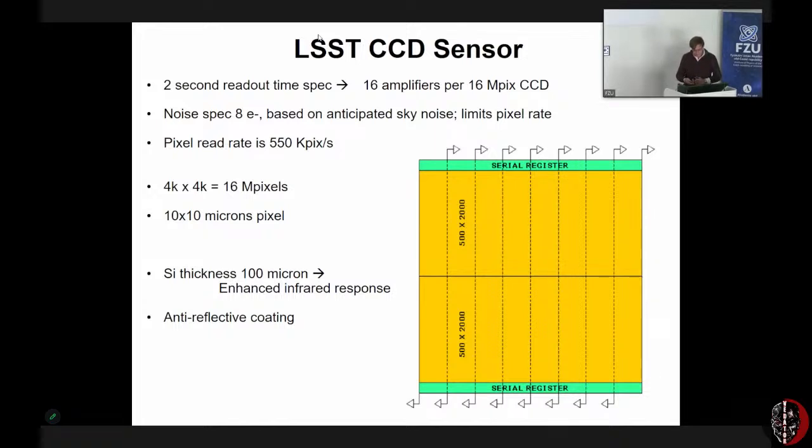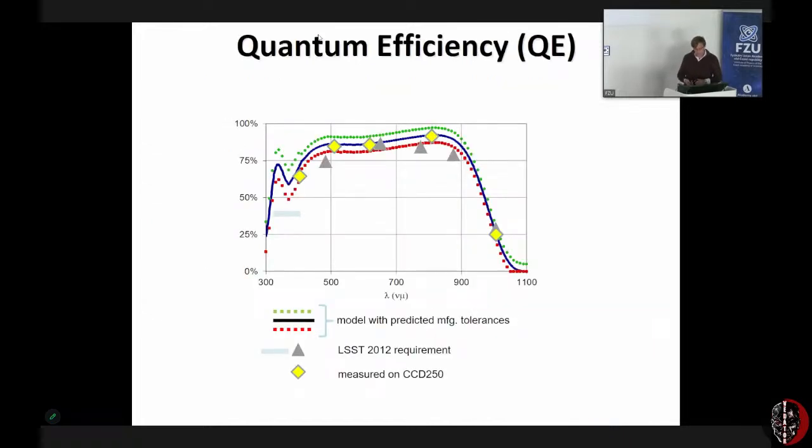It also has an anti-reflective coating because otherwise silicon reflects about 35%. So that's the quantum efficiency of the CCD. It's not too far from 100%, which again is very good but quite typical for backside illuminated CCDs.